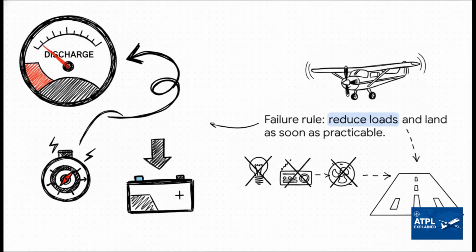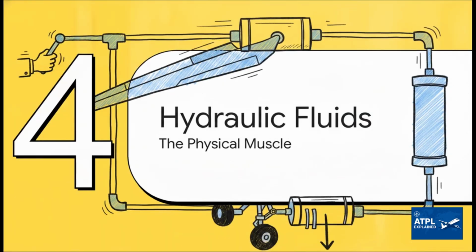So the absolutely crucial point here for your single-engine operations is this. If your only alternator or generator fails mid-flight, you are going to see a constant, heavy discharge on your ammeter. The golden rule? Shed the load. Reduce your electrical loads to an absolute minimum and land as soon as practicable. You are now entirely reliant on a rapidly depleting battery to keep your engine ignition, radios, and instruments alive. No pressure, right? All right, moving on to Section 4, hydraulic fluids and properties, the physical muscle.